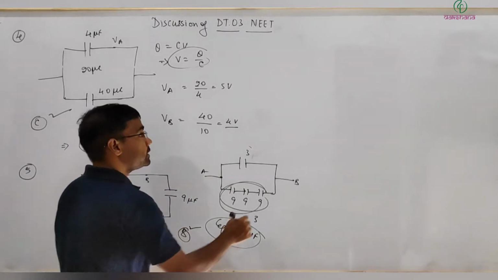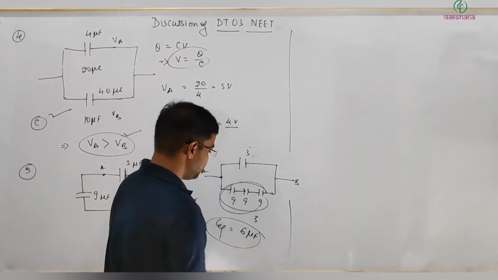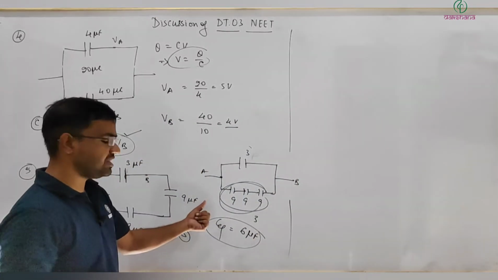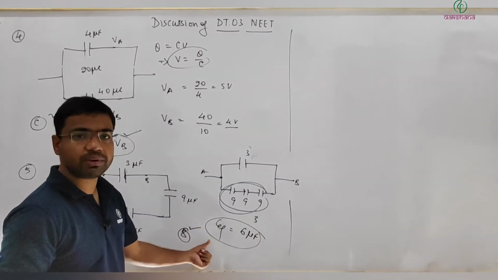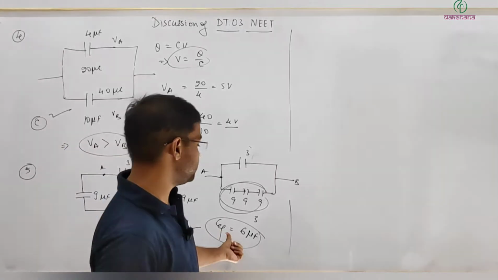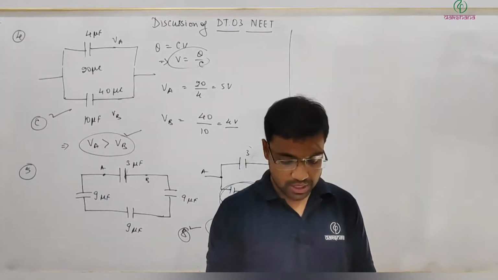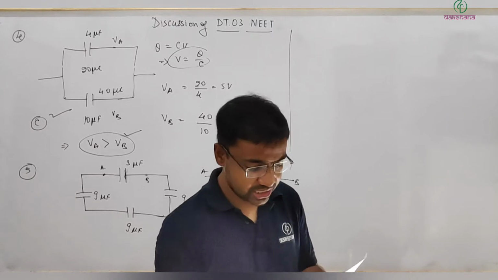This is the answer. I am not going into much detail because these things are straightforward series-parallel combinations, so you should be able to understand them, right? Okay, let me see the next question, number 6.